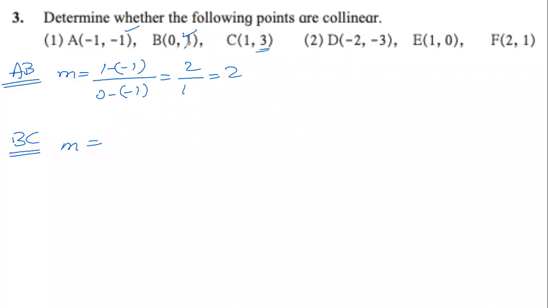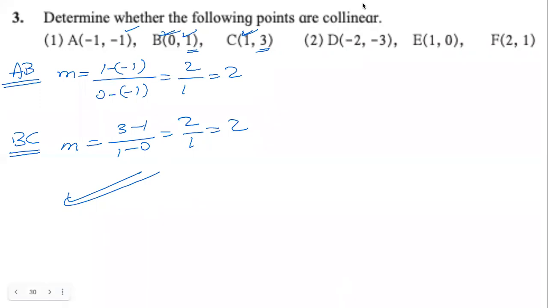Now 3 and 1. 3 minus 1 and 1 and 0. 1 minus 0. 3 minus 1 is 2. 1 minus 0 is 1. 2. Correct. Collinear. Girls have given the right answer. Let us see what the boys have done.